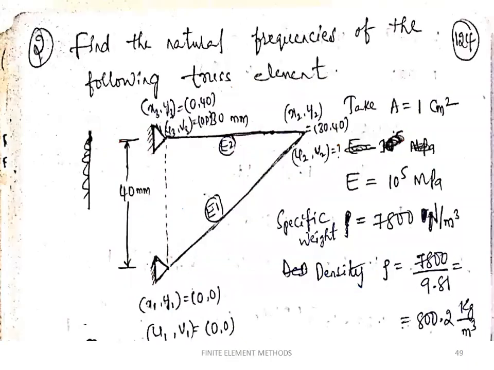Let us try to see the problem. The problem is stated like this: find the natural frequency of the following truss element. So here the figure is given in the problem. There are two elements, element 1 and element 2, and this problem belongs to the truss.